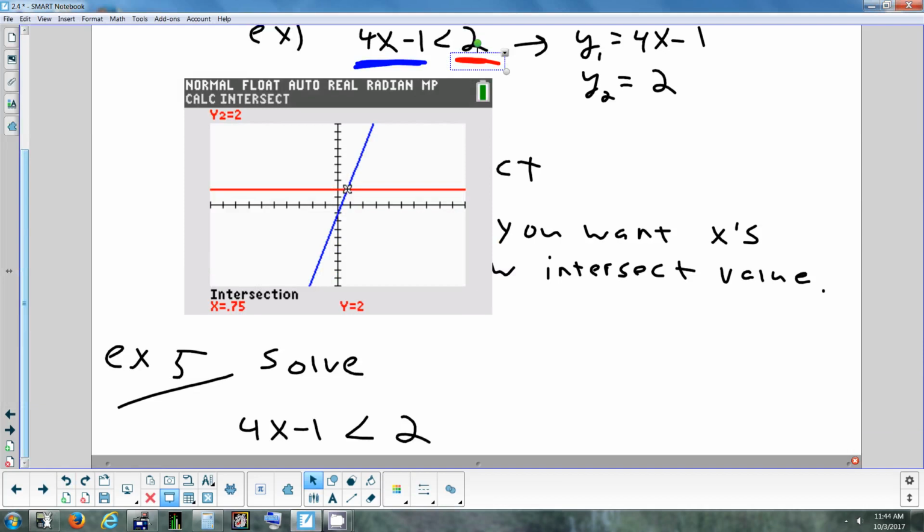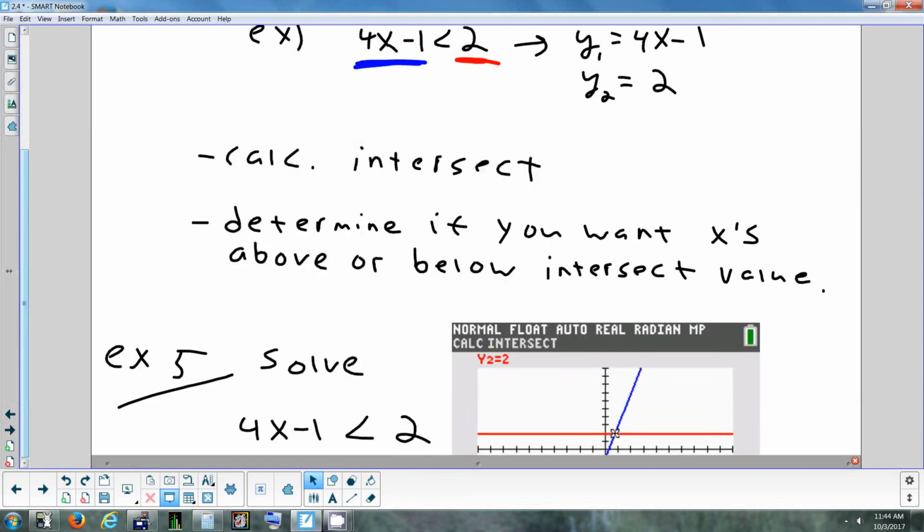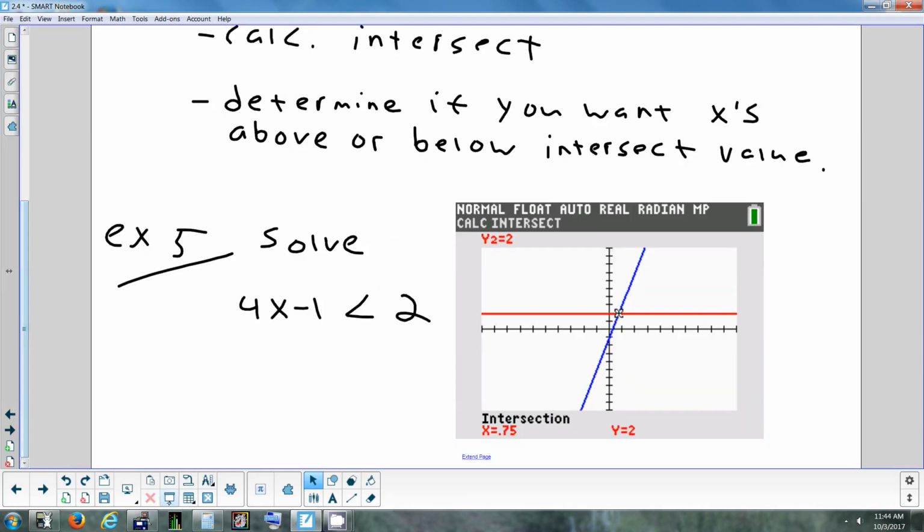Okay, so example 5, that's what we just did. We solved the same problem we did in example 4, except I did it as an intersect.